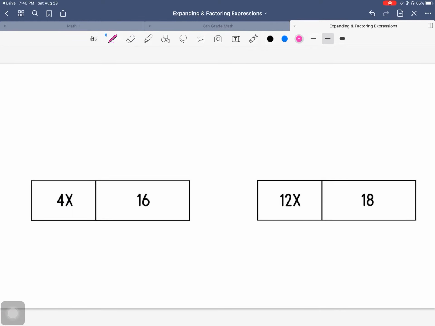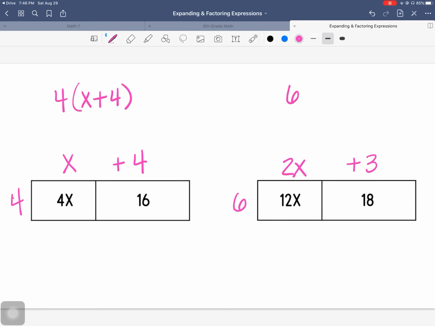All right, we can also do this using the area model. From this, I can divide a 4 from both of these. If I divide a 4, then I'm left with x and 4. That's actually a positive 4, so it would be written like the following. Here, I notice I can divide both by 6, and I'm left with a 2x and a positive 3.